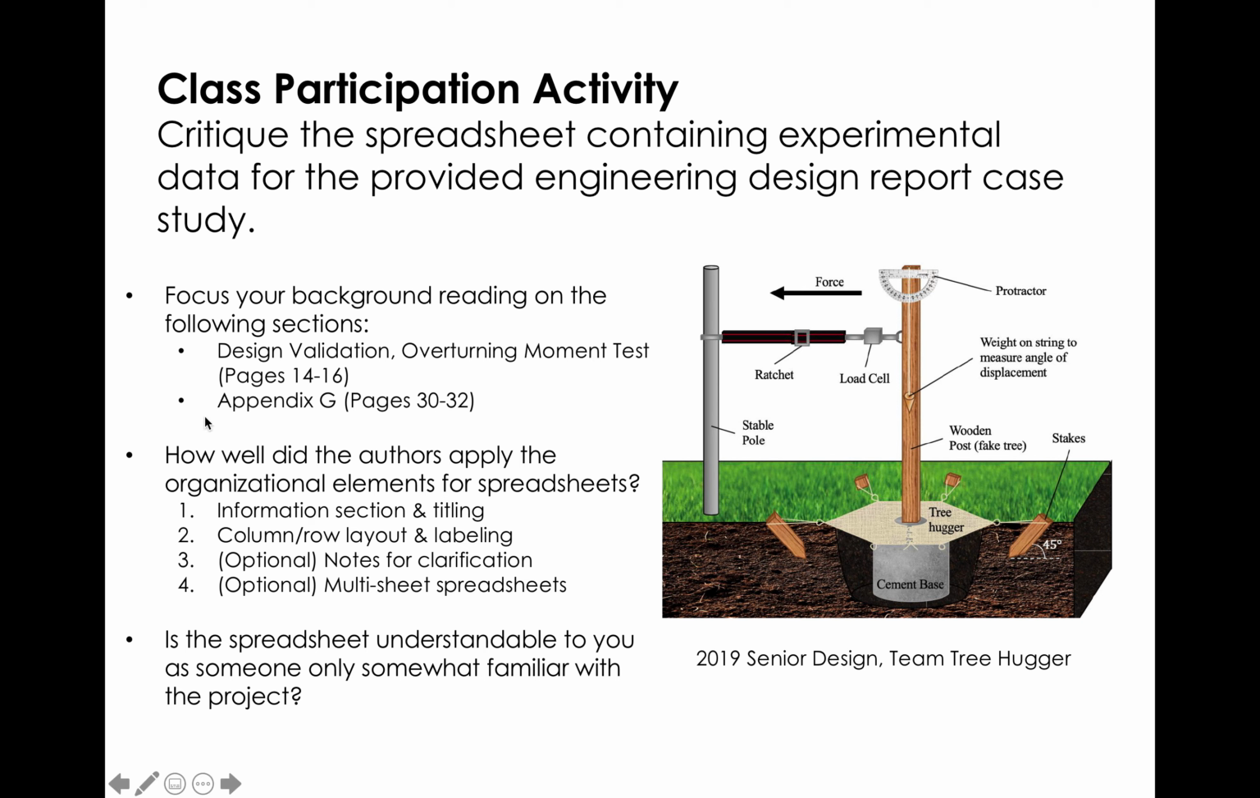How well did these authors apply the organizational elements that we just covered for spreadsheets? I want you to focus on number 1, was there information titling? Okay. Did they appropriately lay out columns and rows? Were they labeled? Okay. Were there notes for clarification when needed? Did they spread their data out over multiple spreadsheets? Okay, those are the 4 questions I want you to answer.